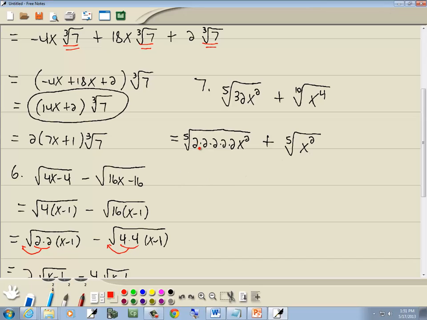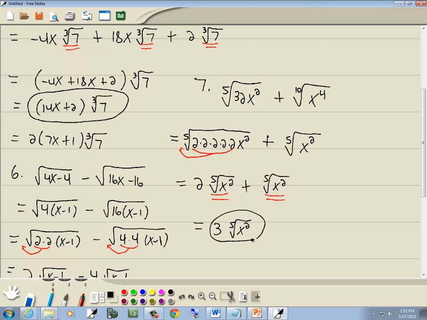Now back to our first radical. Our index is 5. We're looking for 5 of something. Here's 5 2's, so those 5 2's are going to come out in front as a single 2. So this is 2 times the 5th root of x squared plus the 5th root of x squared. Now notice after I've done this simplification, these radicals are the same, aren't they? So I can add or subtract whatever's out in front of them. Well, here's the invisible 1. So we've got 2 plus 1 gives us 3, 5th root of x squared. And that's our answer.